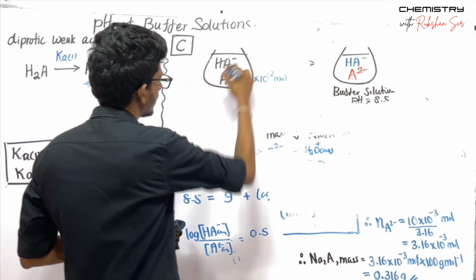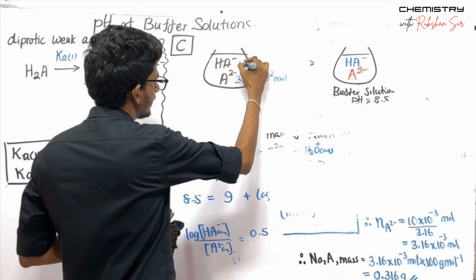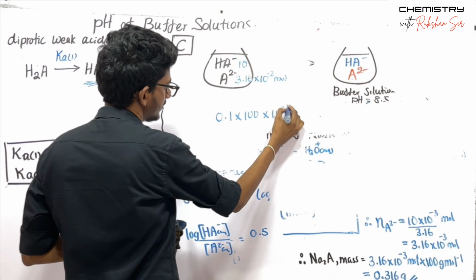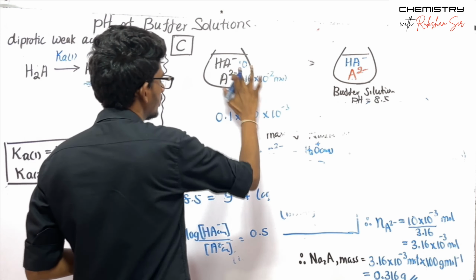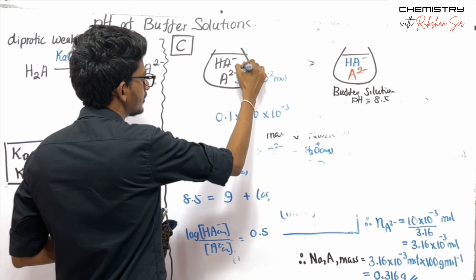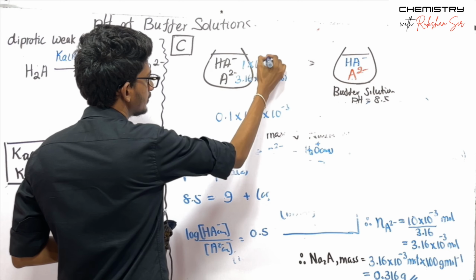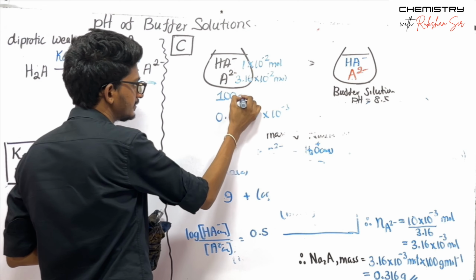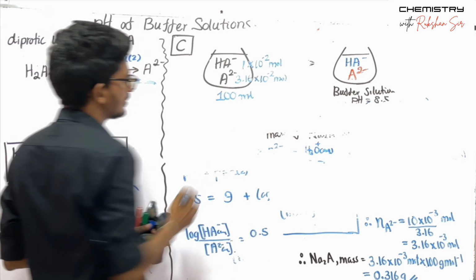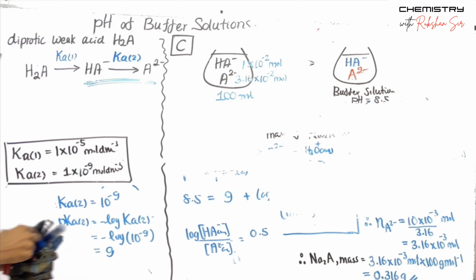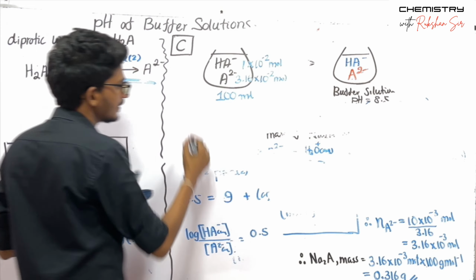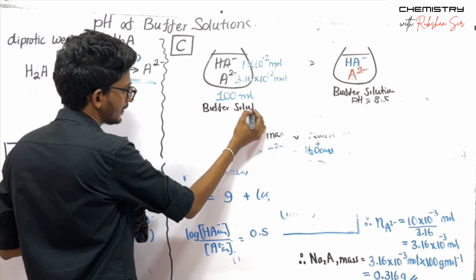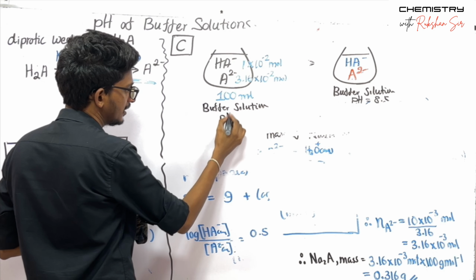That is 0.1 mole, 100 milliliters. So 10 to the minus 2, no? This is 1 into 10 to the power minus 2. Such 100 milliliters were there. This was the buffer solution we just made. So this is the buffer solution we are working with, with pH 8.5.